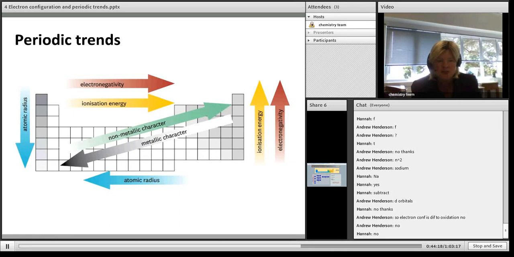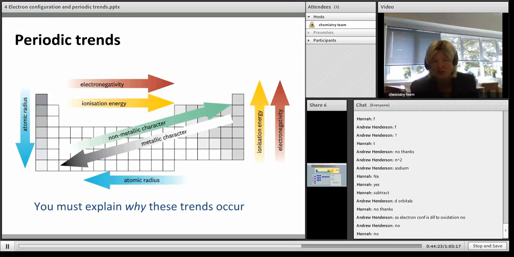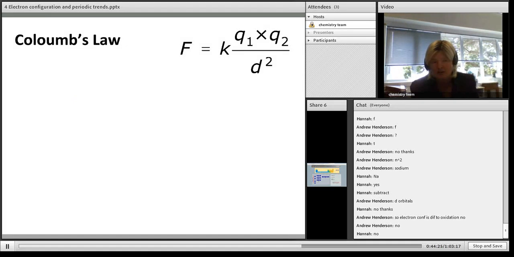So let's go and explain, because this won't even get you achieved in this particular question. You can know all of that, but if you can't explain it, you're not going to achieve it. So that's the important bit. Now, the background explanation is really on Coulomb's law.